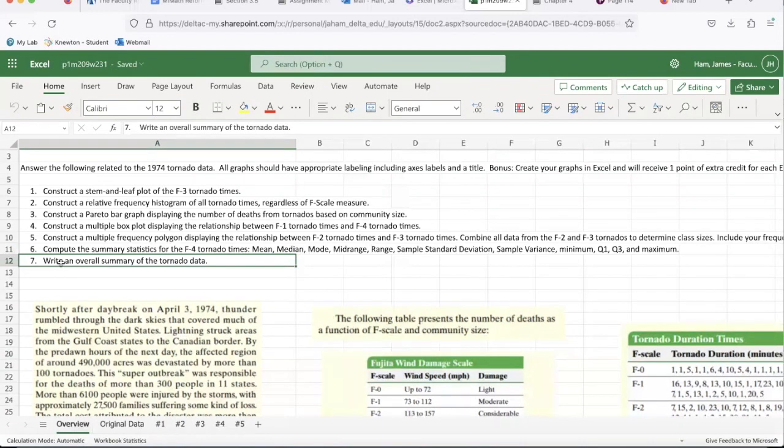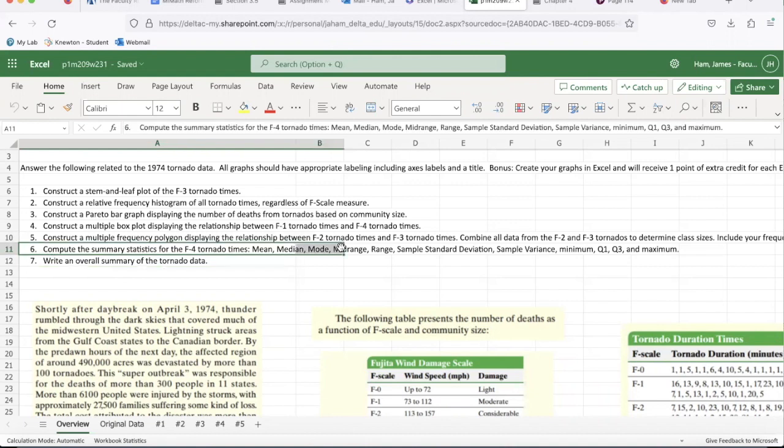So the overall summary should really say in a couple of paragraphs everything you know about these tornadoes, the relationship between the times that the tornadoes are up in the air and the scale, the F scale, and the way that the tornado times vary for each one of the F scales. So there's a lot of variation there as well. It's not always the case that the ones that have the lowest F scale are going to have the shortest times every time.